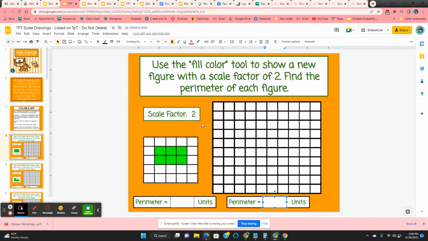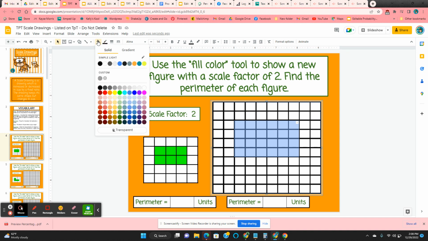So this one, they're going to increase by a scale factor of 2, which means all of the sides are going to be multiplied by 2. So they're going to get a new figure that's 4 by 6. So they just click and hold in one of the squares until they've highlighted what they want, and they can use any color they want.